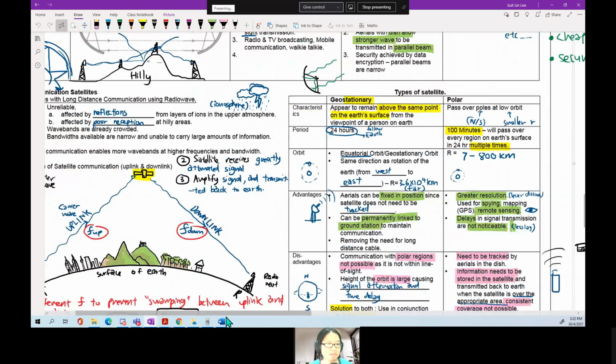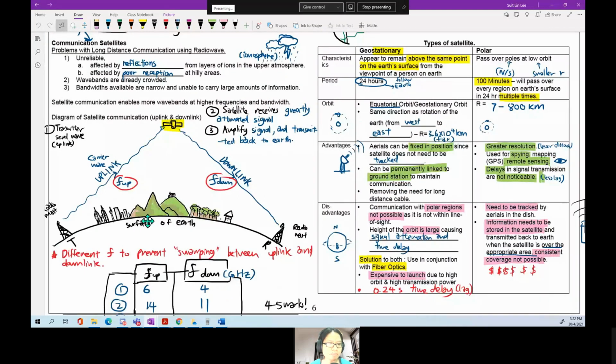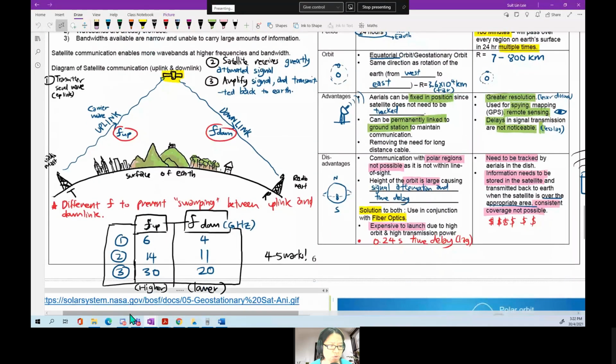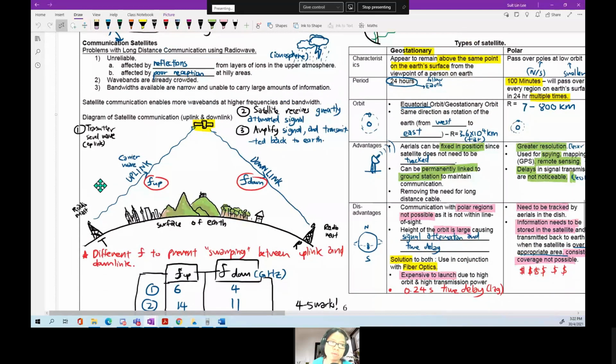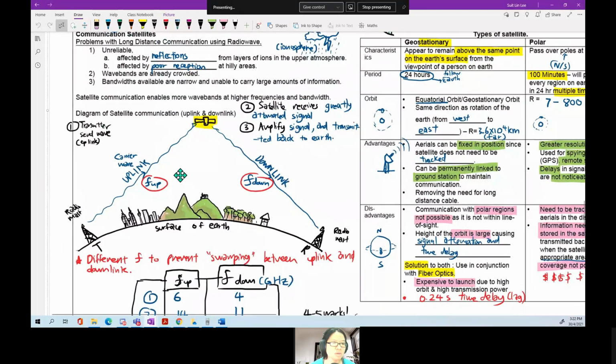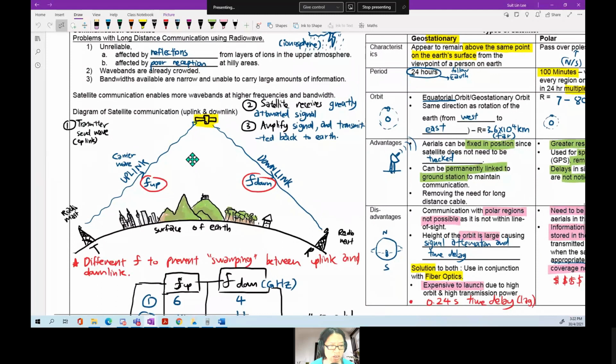Okay. So the next one, we go into a bit about satellite. The thing about satellite is you have to know how to write out the explanation in this cute little card. So here you have the dish. The dish will send a carrier wave up. So this is an uplink. Send to this one and then send to downlink. So the transmitter sends the wave to the satellite.